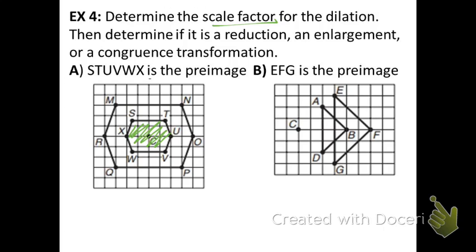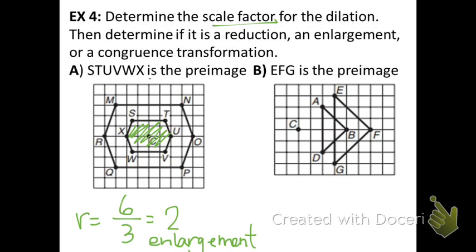So I'm actually just going to count the distance here from the image, and you can count that. It's 6 over the pre-image, and that looks like 1, 2, 3. And that's what R will be. So R here is 2, and because it's greater than 1, we say that it is an enlargement. And we can see that it has gotten bigger.